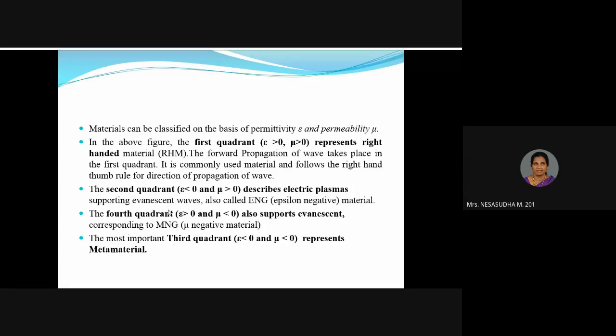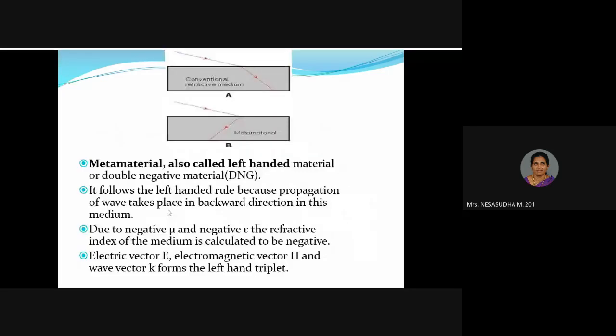So the character or the properties of mu and epsilon are both negative, which makes the wave propagate in the backward direction. So this is the basic principle of negative propagation.